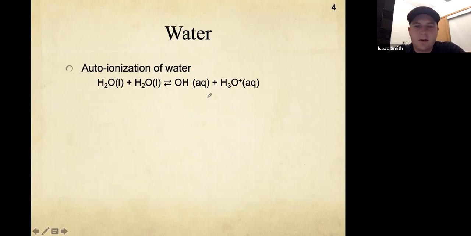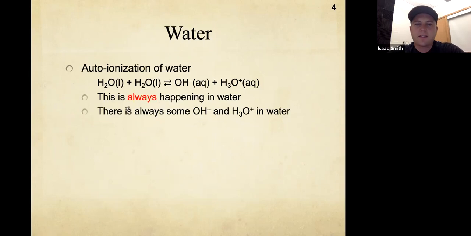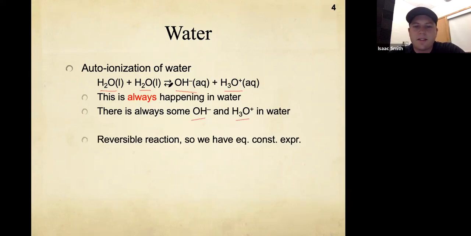All right, so this is that same equation from the previous slide. So this is always happening in water, okay? So water is actually exchanging protons constantly in a very small amount, okay? And you can see how when this dissociates, the ratio between OH minus and H3O plus is 1:1. So there's always going to be the same amount of OH minus and H3O plus if it's just neutral water, okay? There's always some amount of this in the water, and this is a reversible reaction.